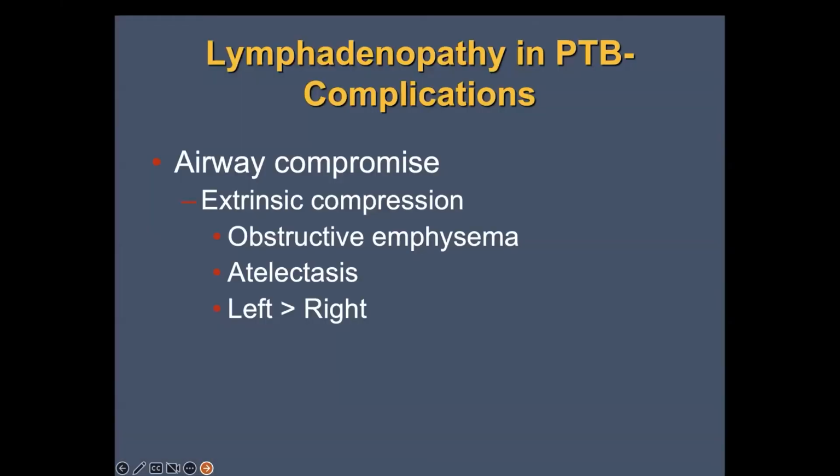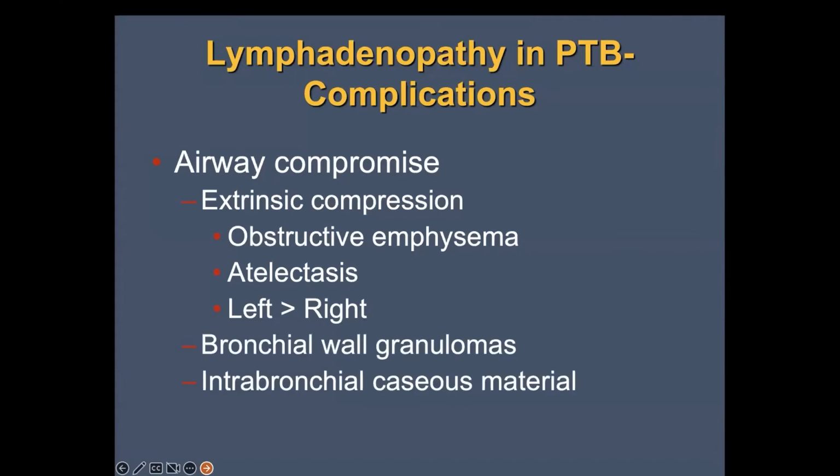Complications in children are often the result of the lymphadenopathy. Often it's related to airway compromise, which is sometimes due to the lymph nodes causing extrinsic compression on the airway that can either cause partial obstruction of the airway or complete obstruction, which will result in atelectasis. And for some reason, this tends to occur more commonly in the left lung than on the right.